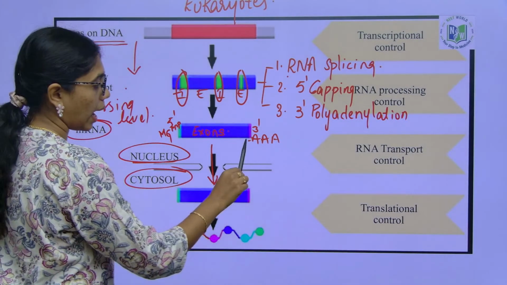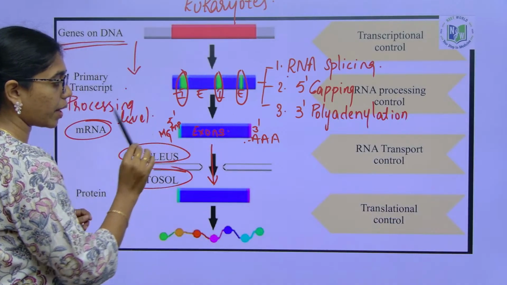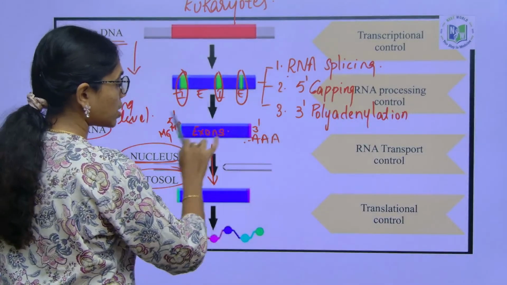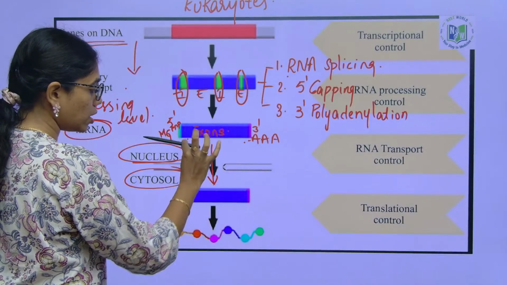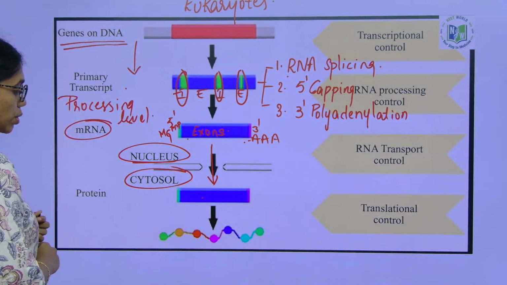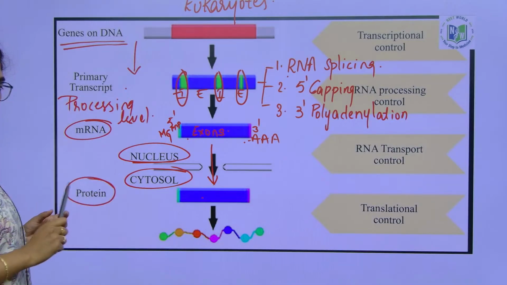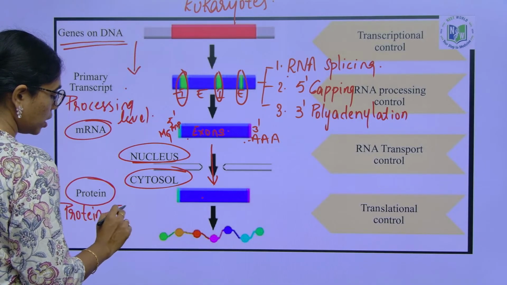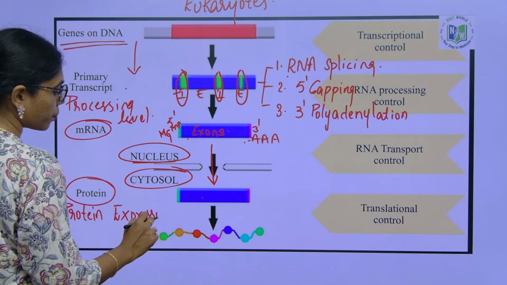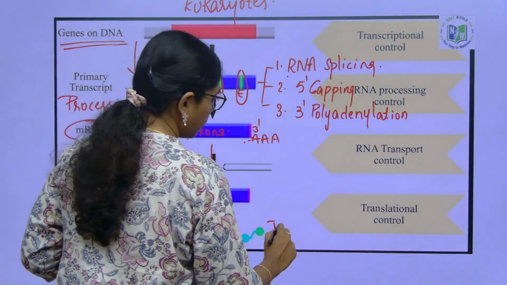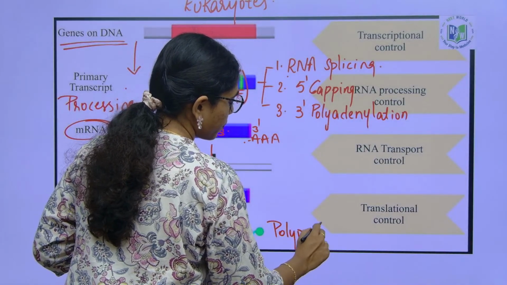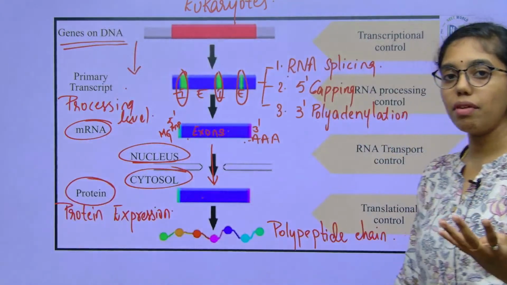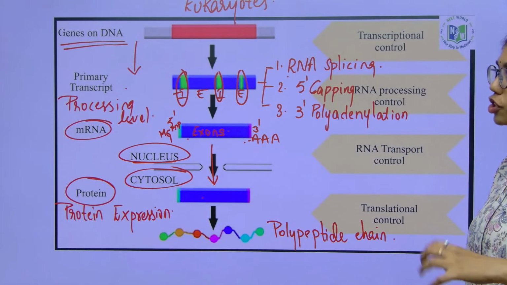The mature RNA which has only exons, with methyl guanosine triphosphate at the 5 prime end as capping, and 3 prime polyadenylation, is transferred from the nucleus to the cytosol. And in the cytosol, at the last stage, you can see protein expression. This forms a polypeptide chain. Got it? So, at 4 levels in the eukaryotes, you can see gene expression or gene regulation.